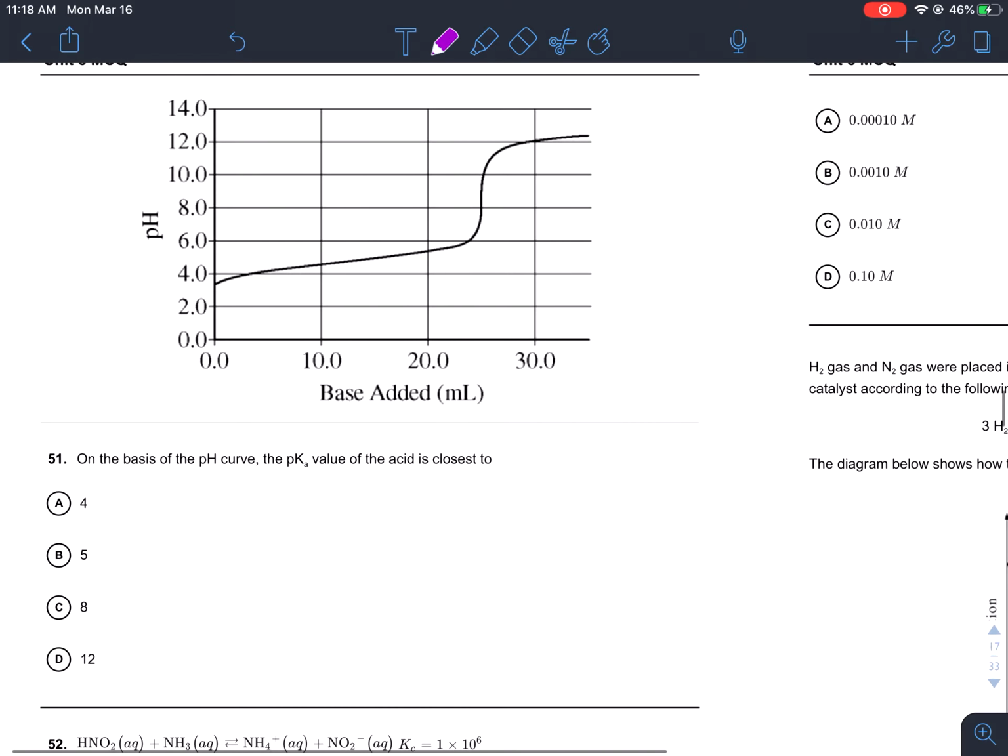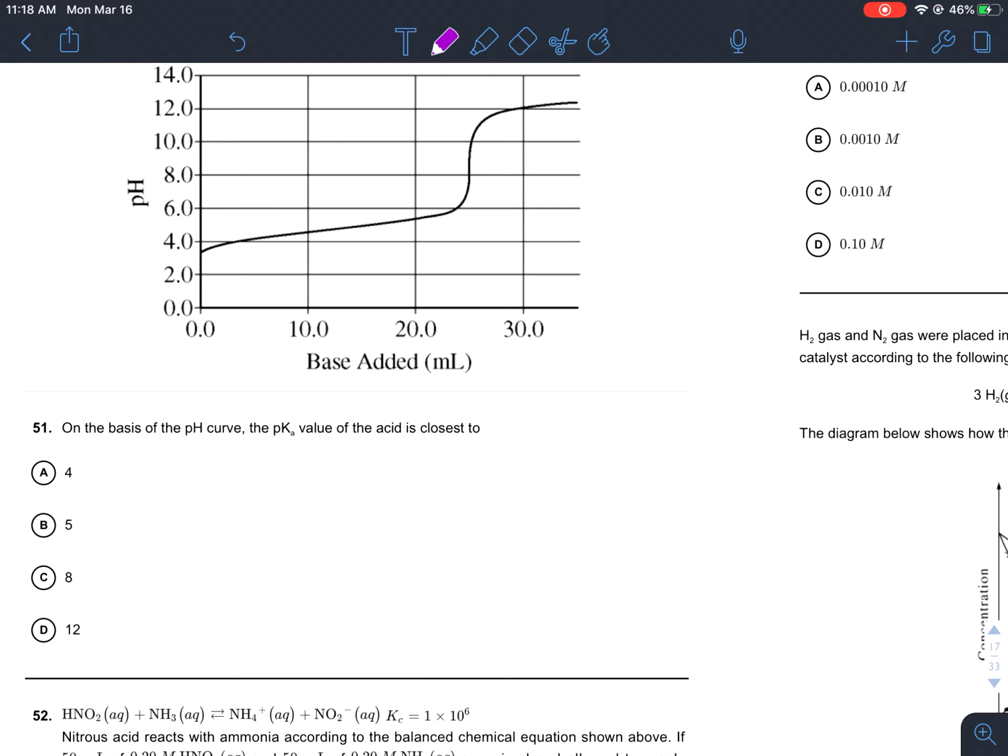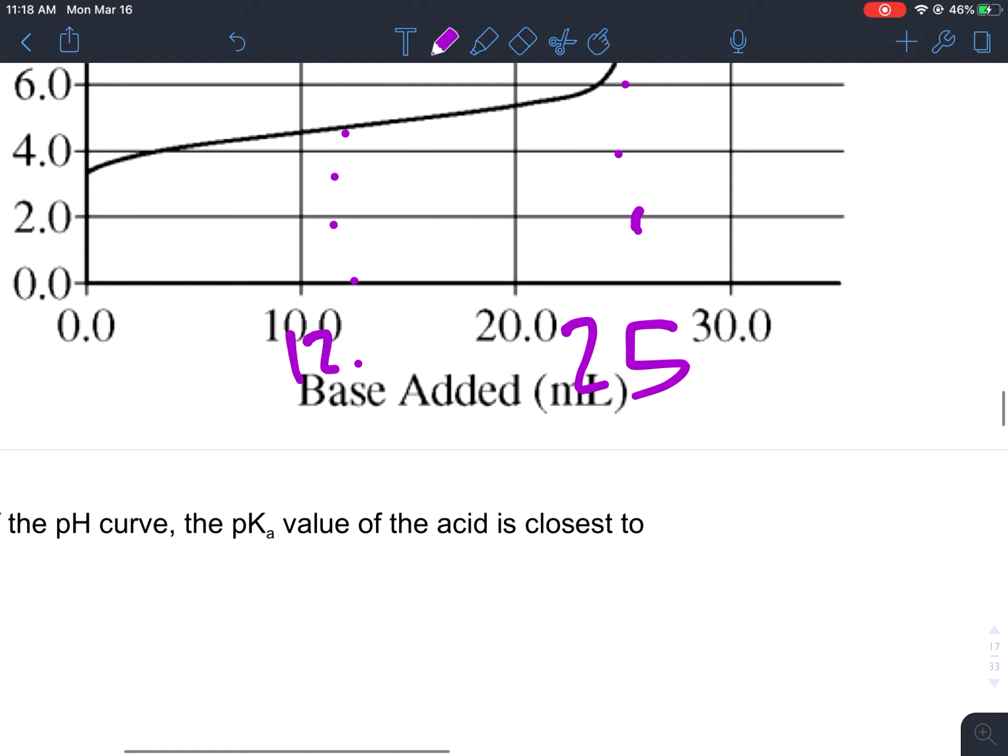Okay, weak acid, strong base. On the basis of the curve, the pKa value of the acid is closest to what? How do we find that? Okay, so here's the equivalence point. The equivalence point is at 25. Then that means the halfway equivalence point is at 12.5. And that number, it's almost 5.